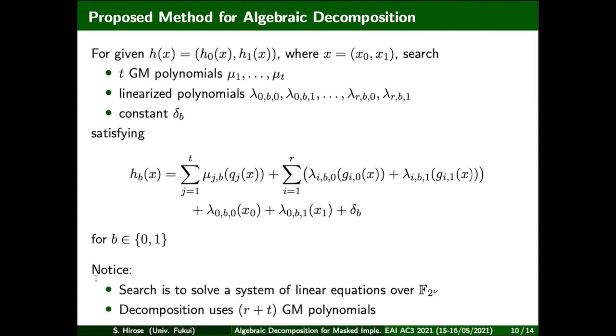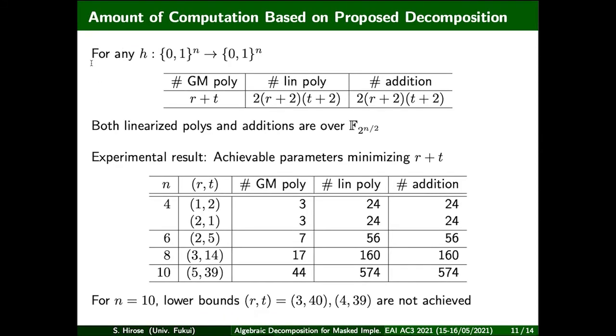And please notice that I omit the details, but the search is to solve a system of linear equations over GF(2^(n/2)). And this decomposition method uses r plus t GM polynomials for any given function h. This page shows the amount of computation based on the proposed decomposition for any h with n-bit input and n-bit output. This table shows the required number of GM polynomials, the required number of linearized polynomials, and additions respectively. And please notice that both linearized polynomials and additions are over GF(2^(n/2)).